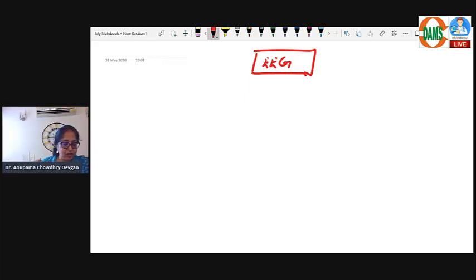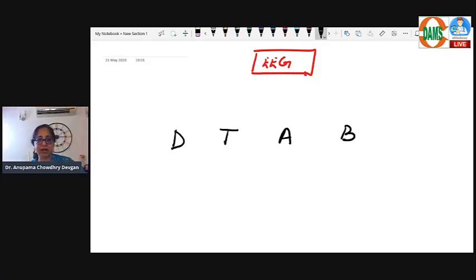Electroencephalography, right? EEG. Now, as far as EEG is concerned, an important way to remember the different waves of the EEG is delta, theta, alpha, beta. These are the four waves which are important as far as EEG is concerned. That is delta, theta, alpha, beta.